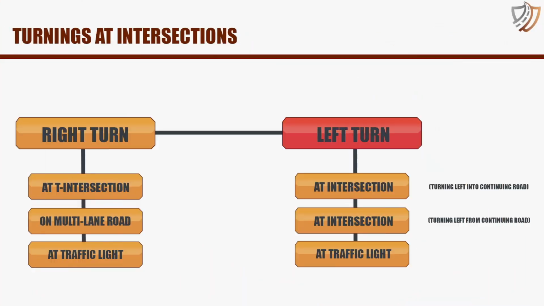Left turn at intersection. Motorists may turn left from the intersection. There are 2 types of turnings for left. A. Turning left into continuing road, from terminating to continuing road. B. Turning left from continuing road, from continuing to side road. Turning left into continuing road.